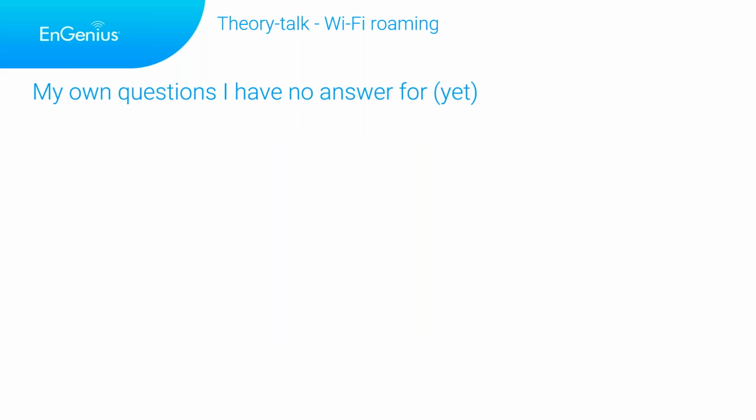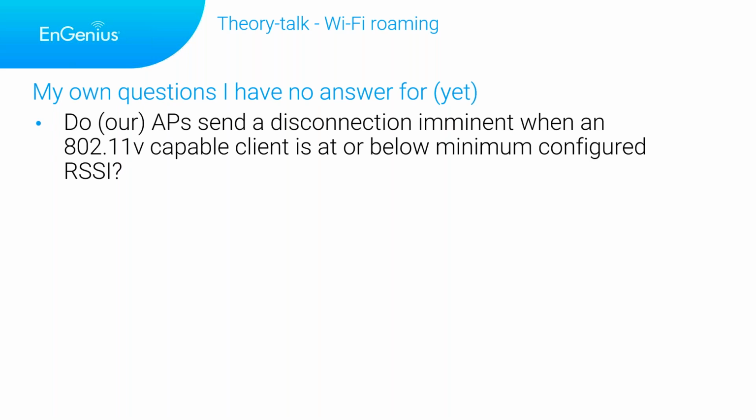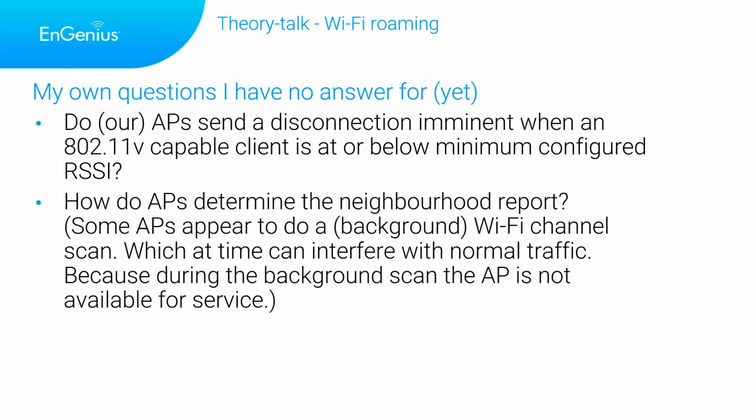So I still have some questions myself. I do not know if our APs send a disconnection imminent when an 802.11v capable client is at or below a configured minimum RSSI. So I'm not sure if setting the minimum RSSI will also do something with the 11v clients, or that it's totally separate.